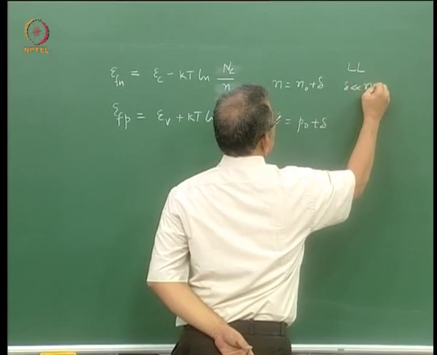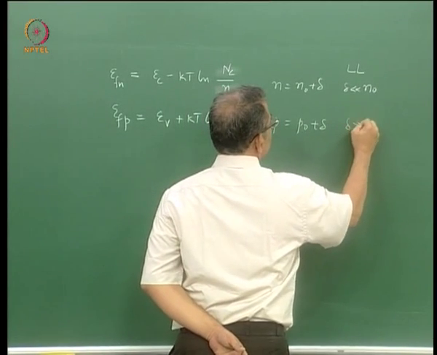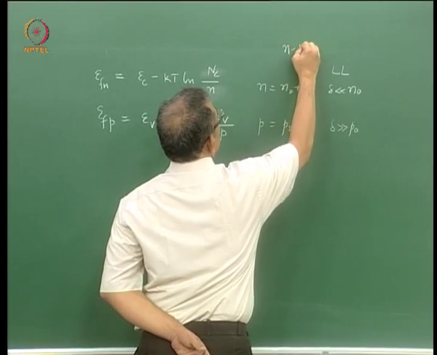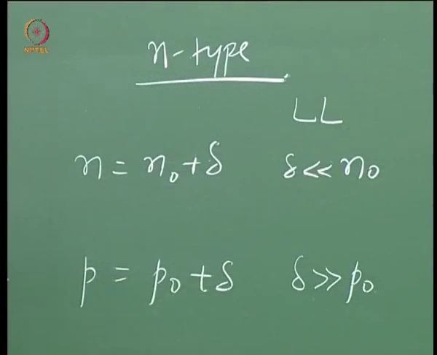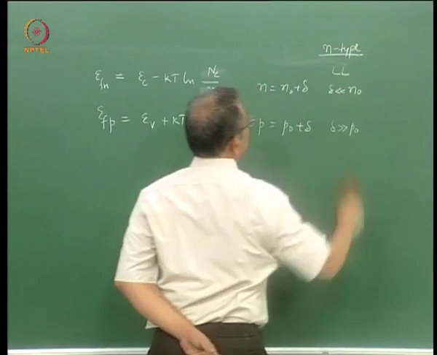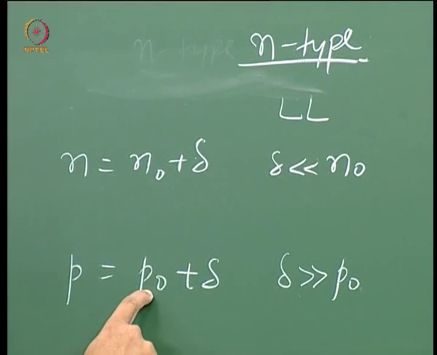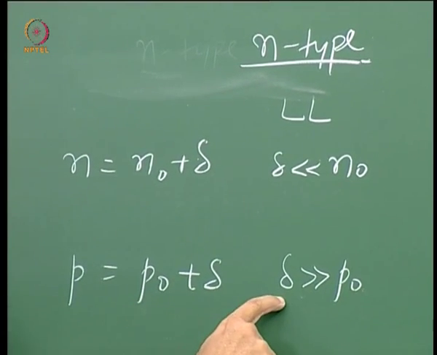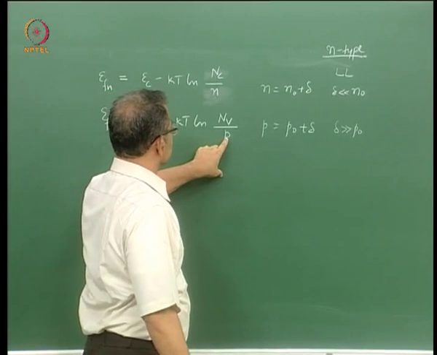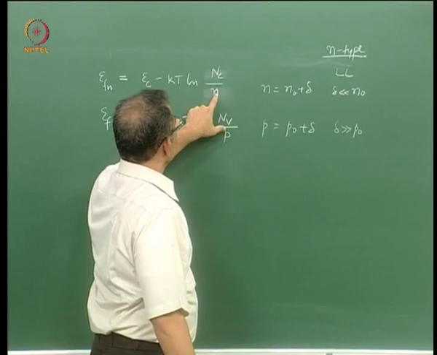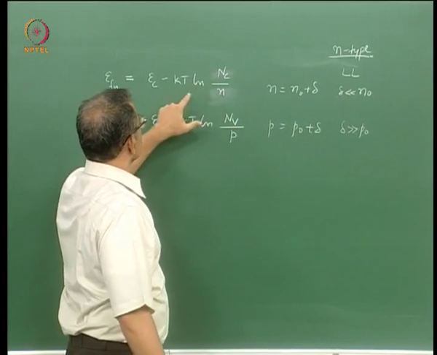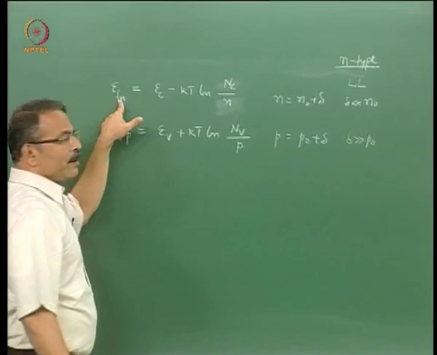delta is much less than N naught. However, delta is always greater than P naught, because P naught is a minority carrier concentration in N type semiconductor. So this is very, very small. So generally the delta will be much greater than P naught, and therefore this quantity will significantly deviate from EV, because P changes significantly from P naught, whereas N remains close to N naught, because if delta is much less than N naught, N is N naught itself, and therefore this remains close to the equilibrium Fermi level.